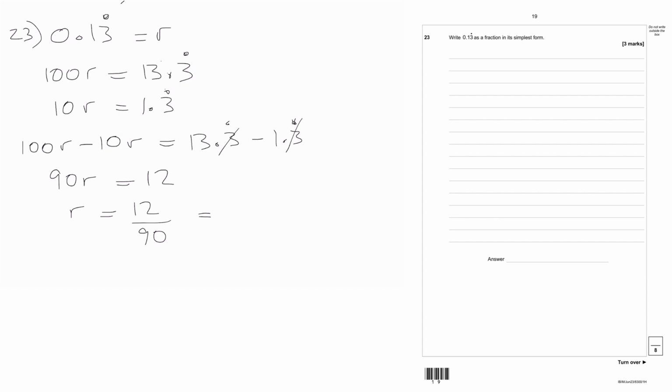And we can simplify this one. So if we divide top and bottom by 6, you have 12 over 6, which is 2, 90 over 6, which is 15. So the answer is 2 over 15.